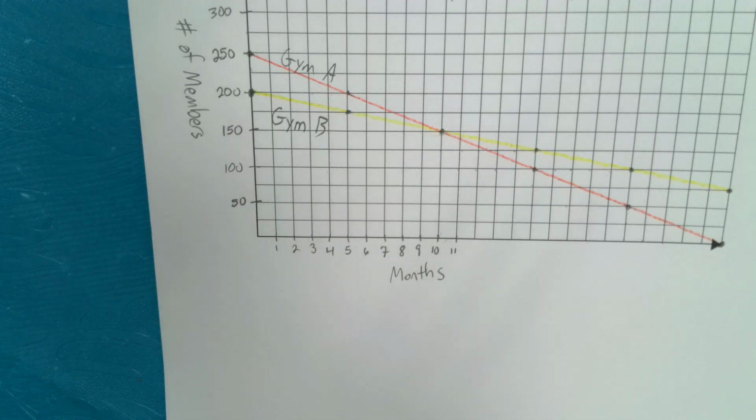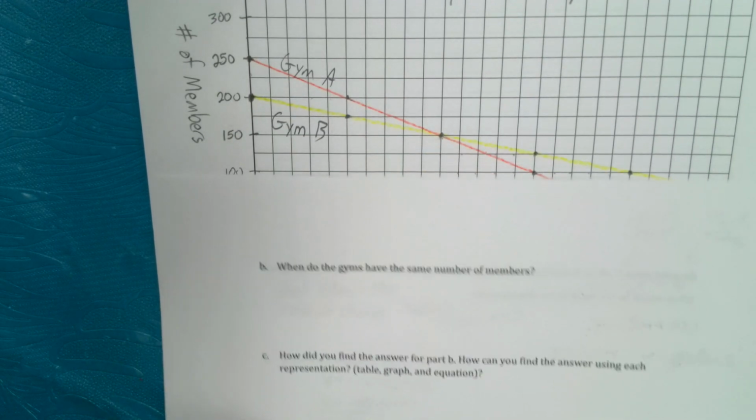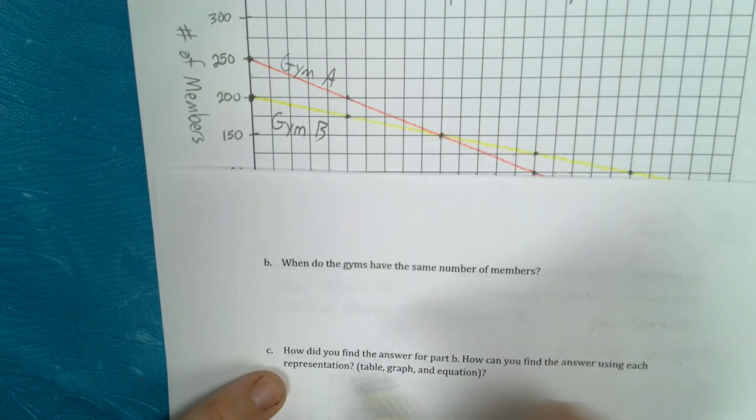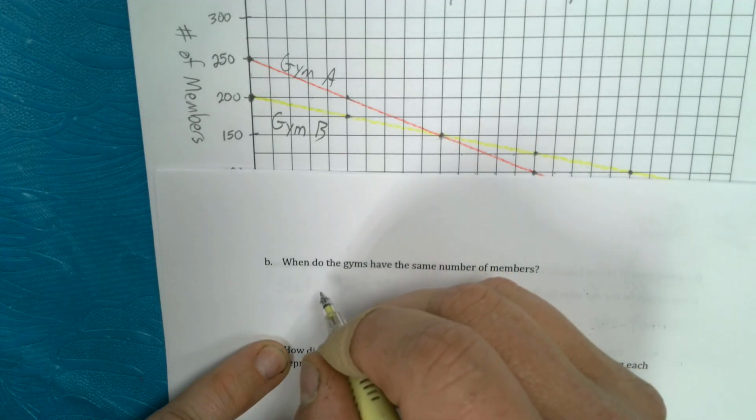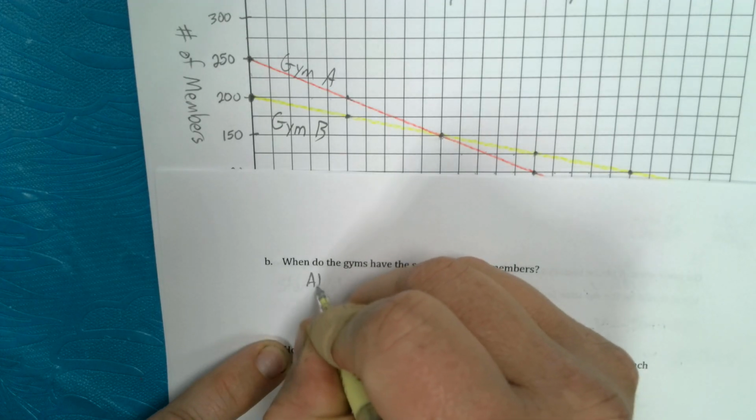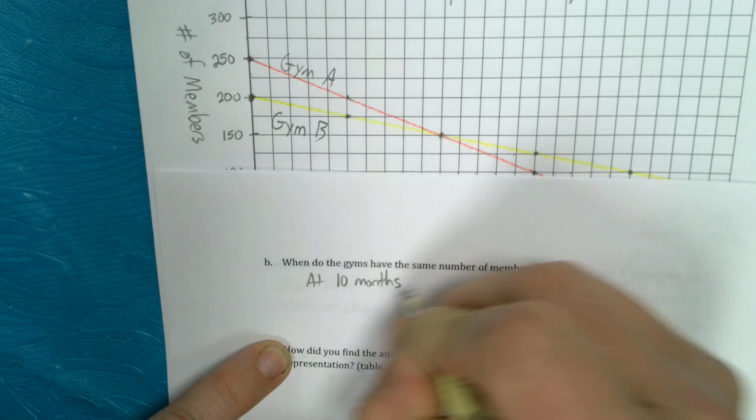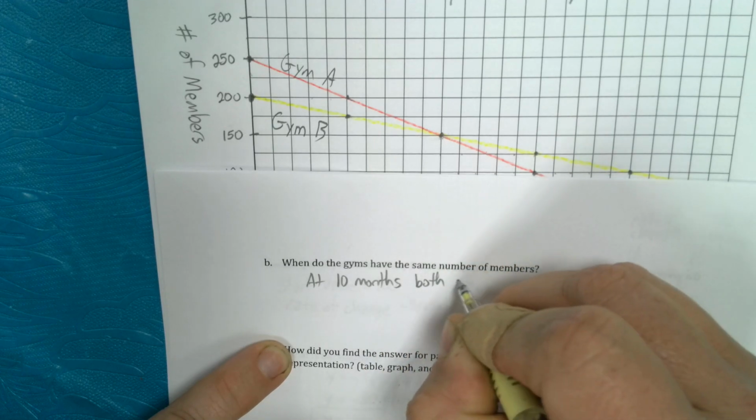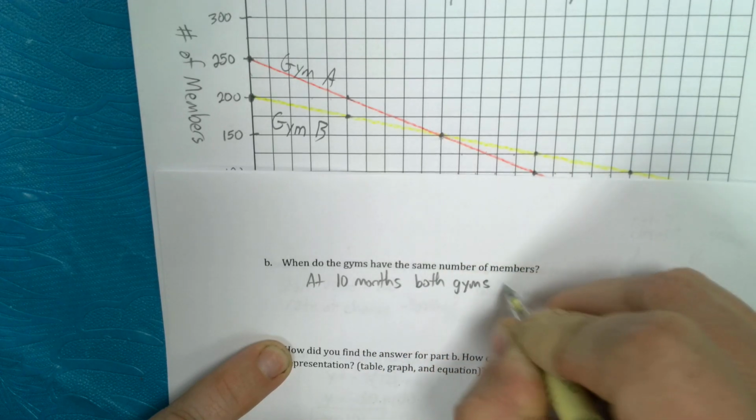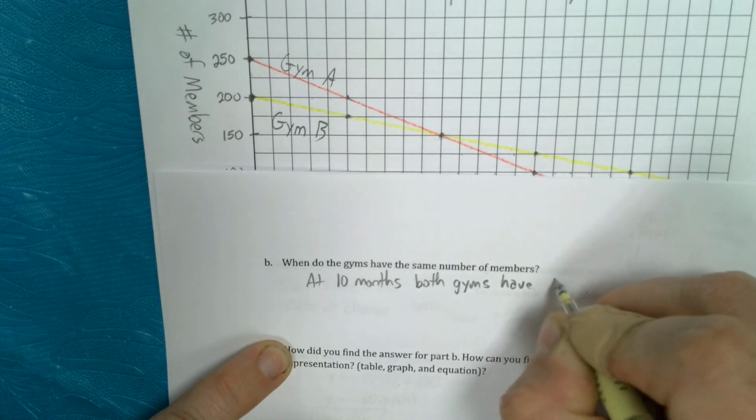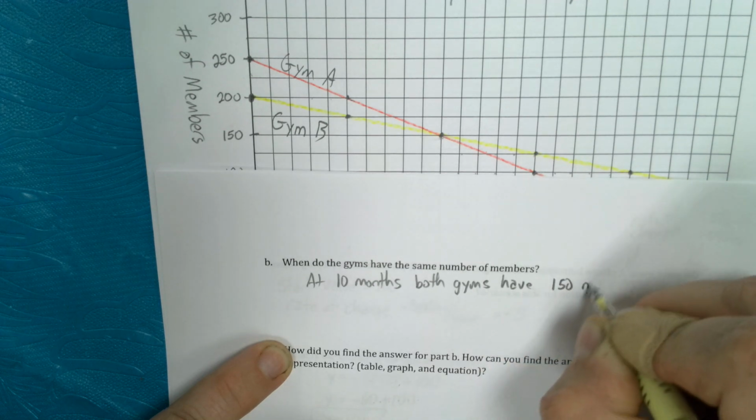So we'll start with, when do the gyms have the same number of members? And that's this point right here. So that would be at 10 months, both gyms have 150 members.